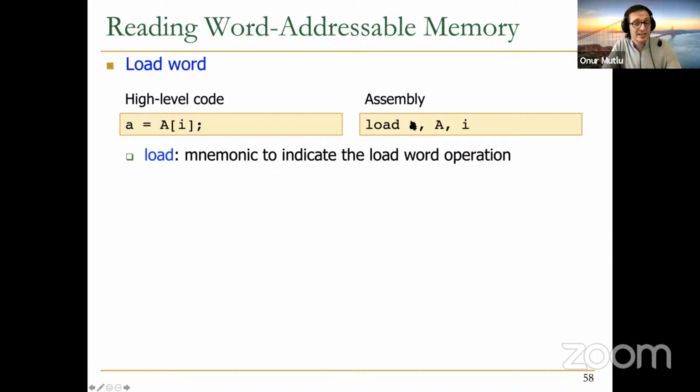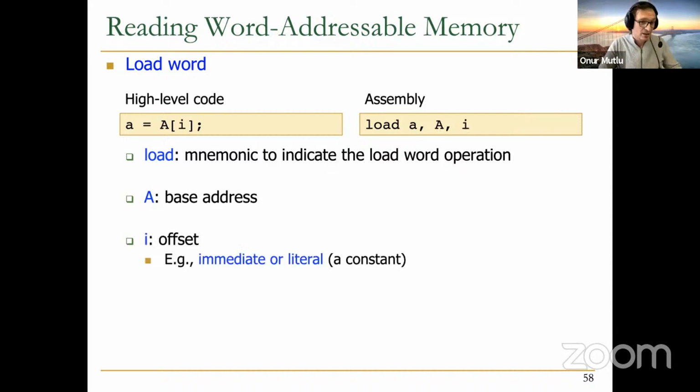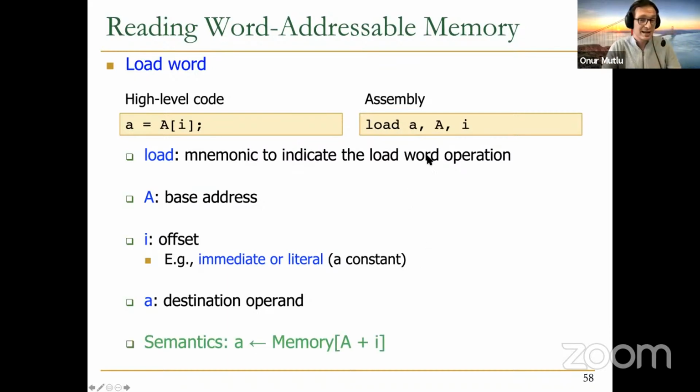Okay, so load is the mnemonic to indicate the load word operation in assembly. A is the base address of the array you're loading from. I is the offset, or in other words, immediate or literal. It's essentially a constant that's indexed into the base address. So it could be A plus I, for example, if you store words in this array, right? That could be the address of the element that you're trying to load. And the variable small a is the destination operand. So the semantics of this instruction at the assembly or high-level code looks like: take the word in memory location address A plus I, place it into variable small a.